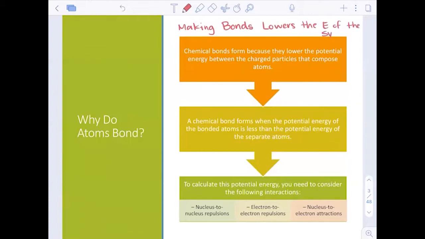I'll call it the system. We've talked about the system before. It's of the reaction. It's of the thing we're focusing on. Making bonds lowers energy. What does that mean? In order to break bonds, you actually have to put energy into the system.